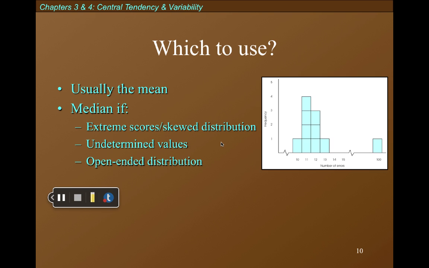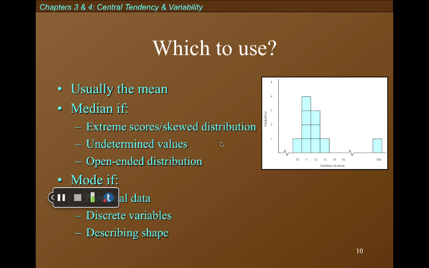Also, if we have undetermined values, and this box on the right shows that there are a lot of missing values here. We have scores of 10 to 13, and then we have several that are missing, and then we have the 100. And so that would be undetermined values or an open-ended distribution where there just seems to be no maximum. They just keep on going up or keep on going down. So the median could be used in those situations.